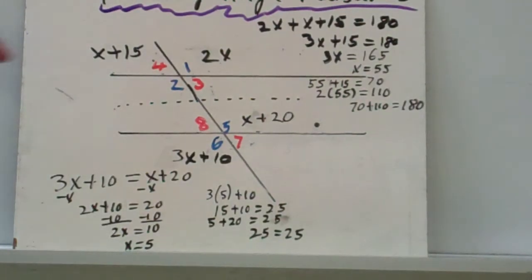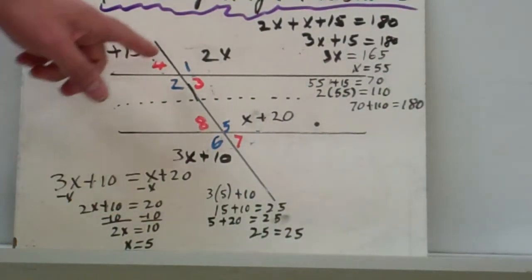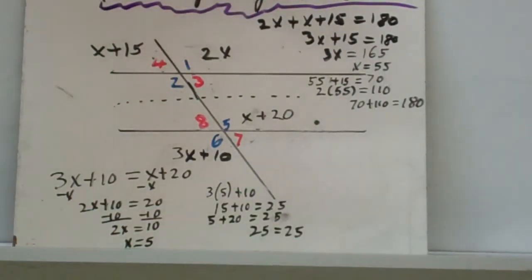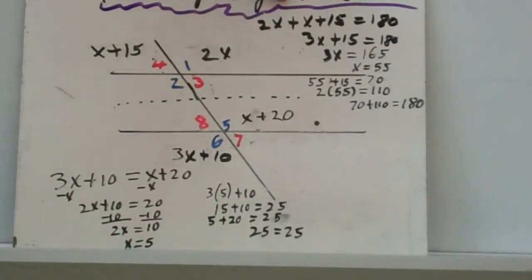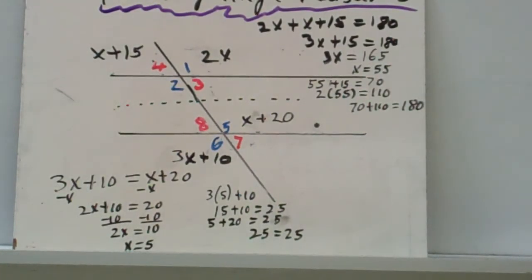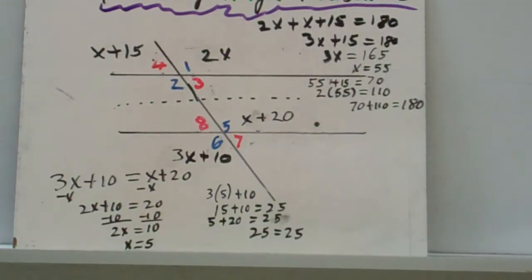And we know that angle 1 and angle 4 in this case have to be supplementary. They have to be equal to 180 degrees. So the sum of those two angles will equal 180 degrees. So we set 2x plus x plus 15 equal to 180. Combine like terms, we have 3x plus 15 is equal to 180. Subtract 15 from both sides, we get 3x is equal to 165. Divide by 3 on both sides, and we get 55.